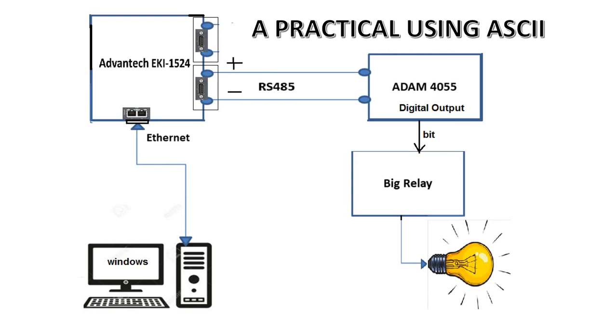From the PC end, the Ethernet port is there, and you are connecting to an Ethernet to RS485 converter, which is called Advantech EKI1524, a serial server, and the drivers for this are available from Advantech. You need to install it in the PC. After that, it will create a port for you like COM5, COM6, through which the RS485 devices can be configured. Port 1 of the 1524 device is configured for RS485, and on the ADAM 4055, one of the bits is connected to a relay to put on a bulb.